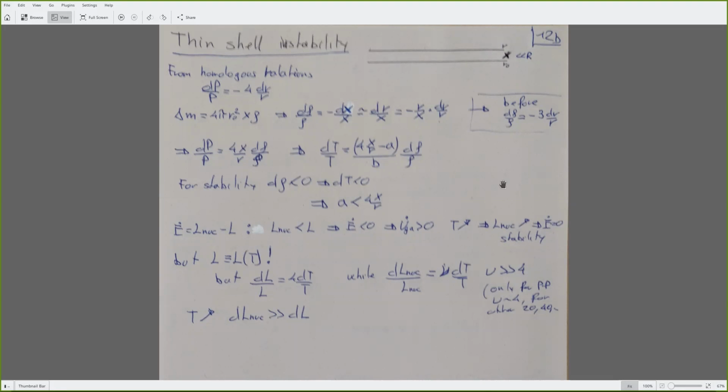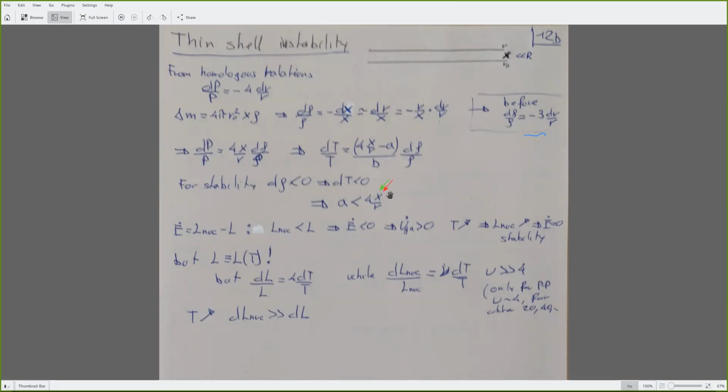What's your doubt? I have a question on the thin shell stability. I'll show you where. Do you see my mouse? No, I cannot see you, because I'm sharing, so I can write on your screen. Do you see? No, I see it. I see it. Sorry, I see it. Yeah.